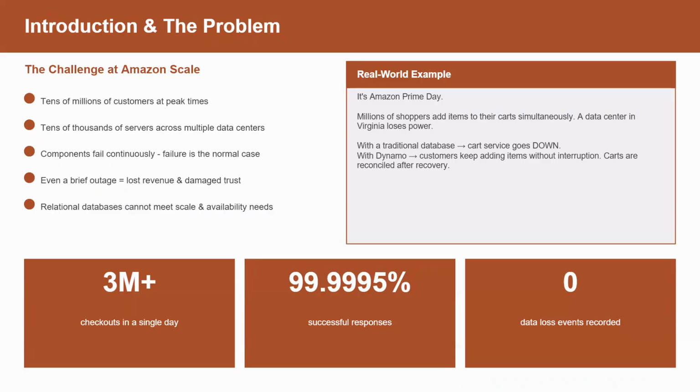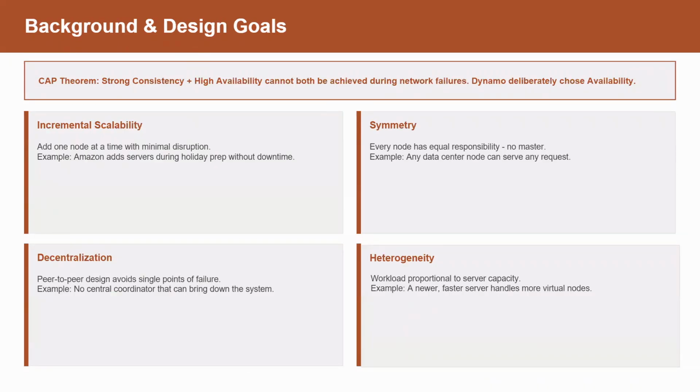This is the philosophy behind Dynamo. So let's move to the next section, about the background and design goals. As I mentioned, they have to pick one, consistency or availability, when a failure happens. In the Dynamo case, they choose availability. To achieve that, they use some techniques. We will talk about the techniques later in the presentation as well.